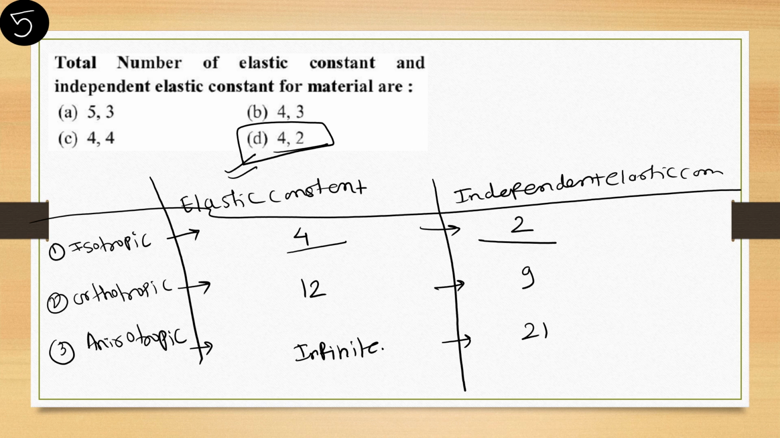And if they give an option like 12 and 9, or infinite and 21, you can choose it as first, second and third. Each and every option has its answer in these three. But here they only mention 4 and 2. So for the fifth question, option number D is correct. But this table is very important, so remember this. They ask this question in the mini exam, so mark it as an important question.